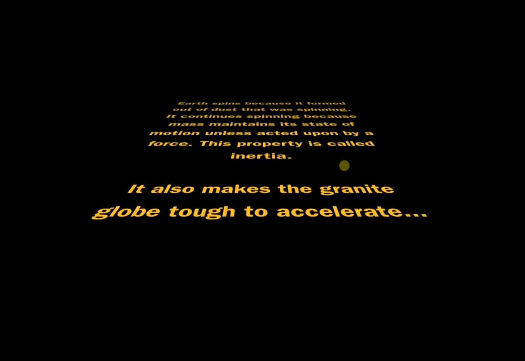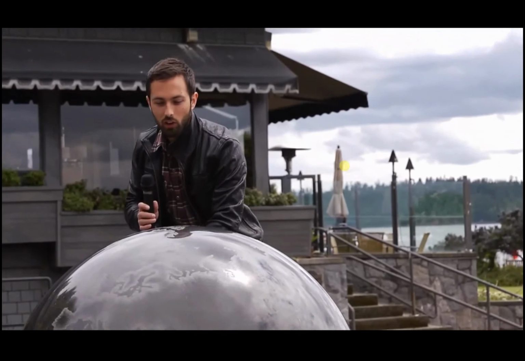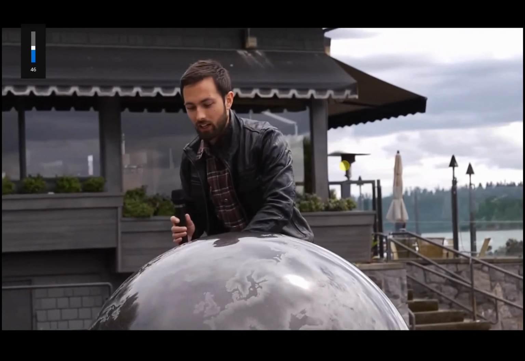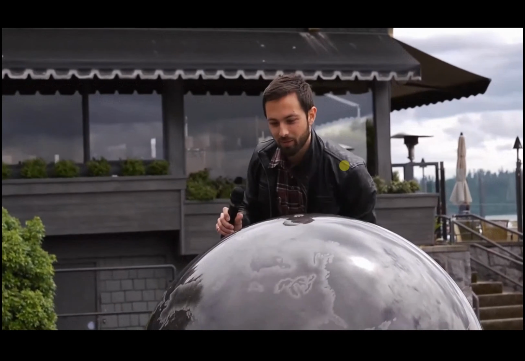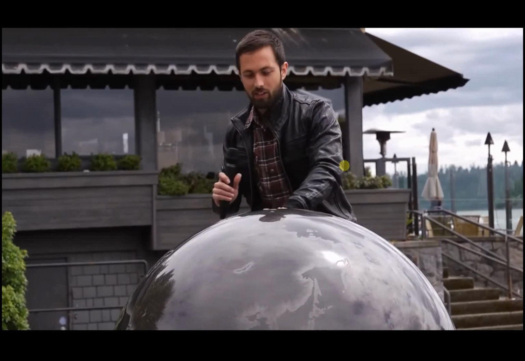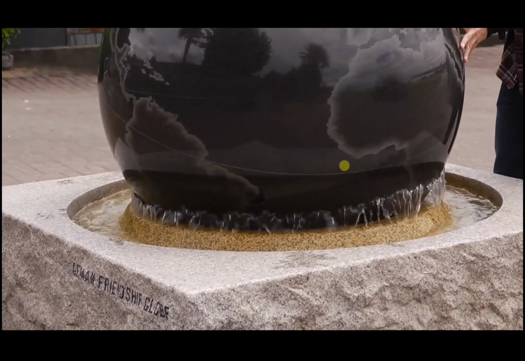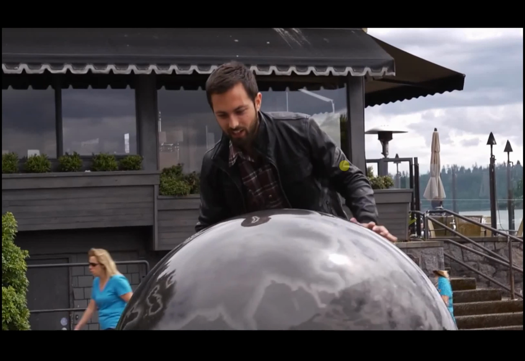Because that granite globe has a lot of inertia, a lot of mass, it is tough to get it to accelerate. Even though it's nearly frictionless, sitting on that very thin film of water, if I apply a force to the globe, I can actually get it spinning in roughly the same way that the Earth spins. But it is tricky. There's very little friction on the bottom because it's supported on this thin layer of water. And you can see the more force I apply to it, the more it accelerates.